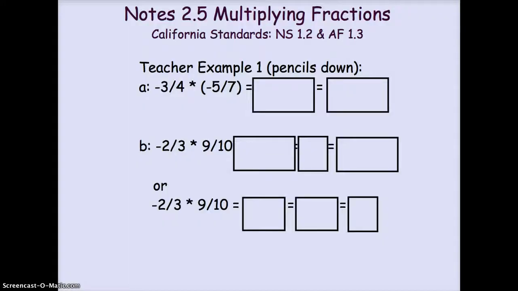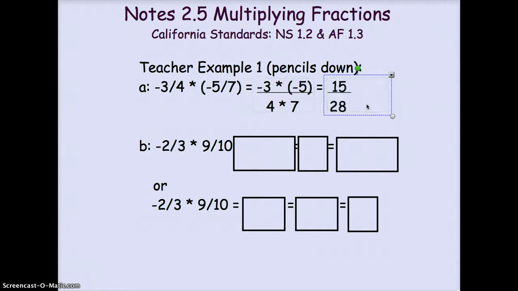Okay, teacher example 1, pencils down. We have negative 3/4 times negative 5/7. Again, we multiply the numerators separately. I always put the negative in with the numerator because that is typically how it's written, and it's easiest to keep yourself organized. So I'm going to multiply negative 3 times negative 5 and 4 times 7. Go ahead and multiply those two together, and we're left with 15 over 28. The answer is in lowest terms. There's nothing left to do, so that is your final answer.